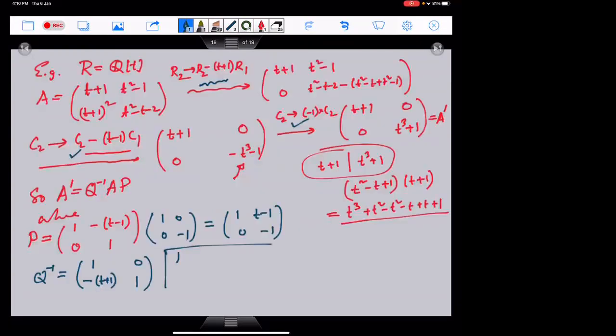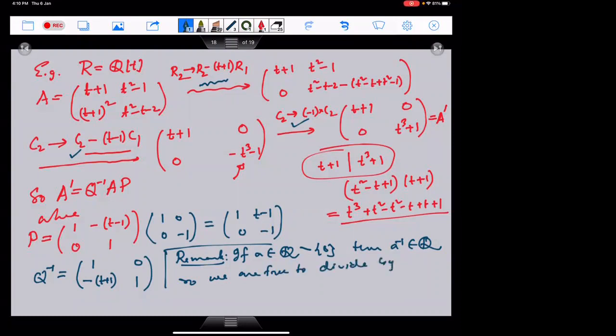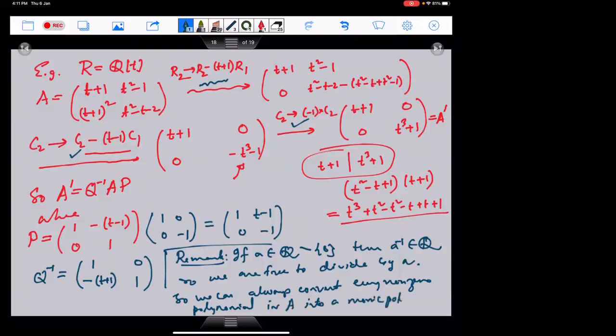Here maybe I just include a remark: if A is a rational number, in particular in any field, then A inverse is in Q. So we are free to divide by A. So we can always convert every non-zero polynomial into a monic polynomial by applying a suitable column operation. Here, again I repeat, I have multiplied the second column by minus 1. It could be 1 upon 5 if necessary. That's all.